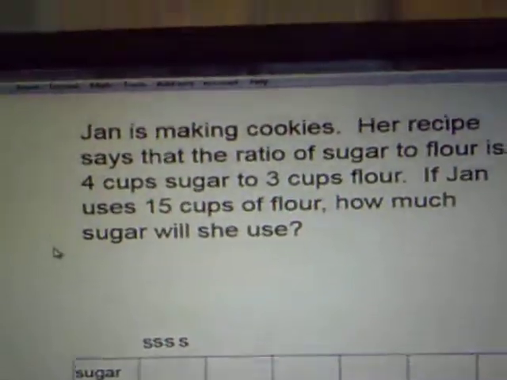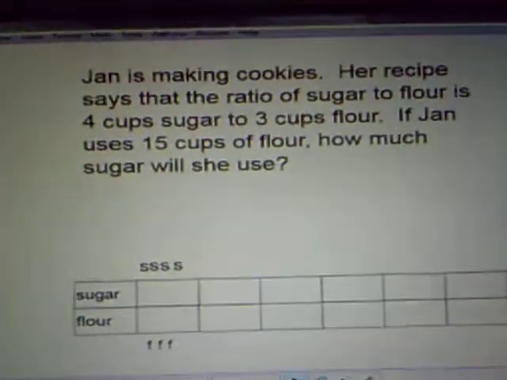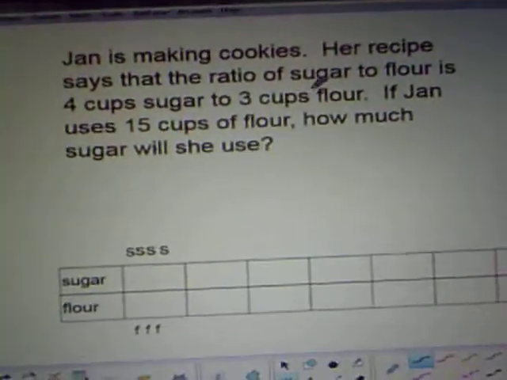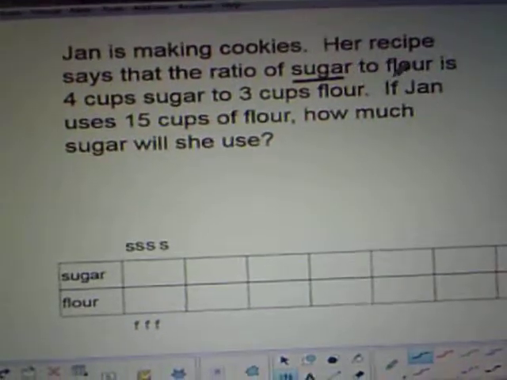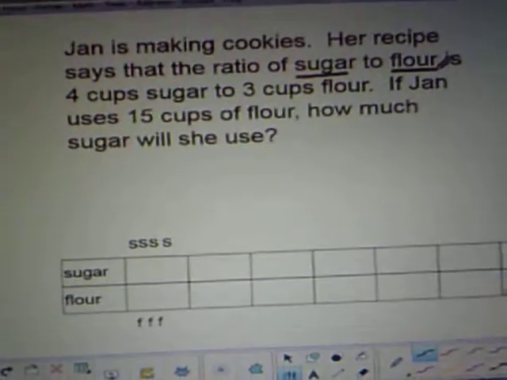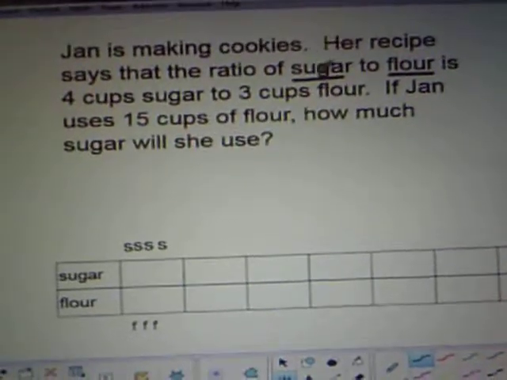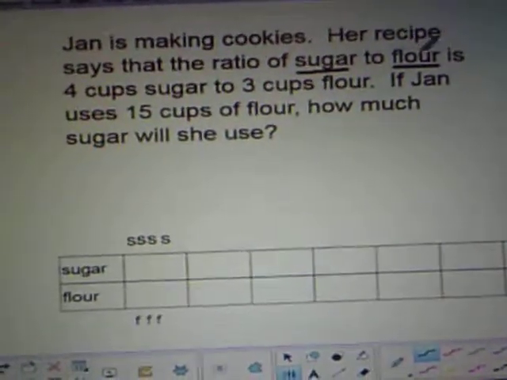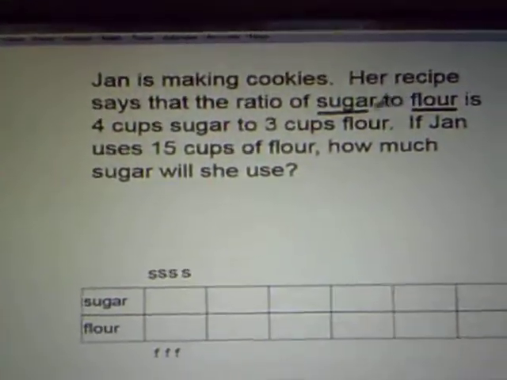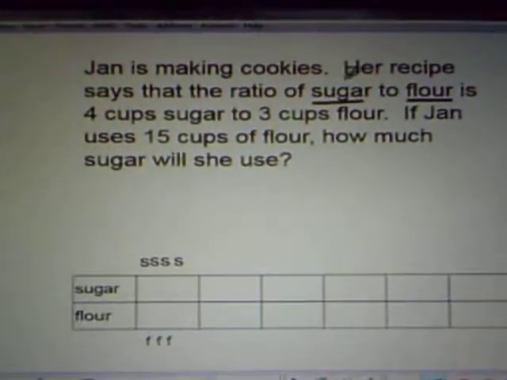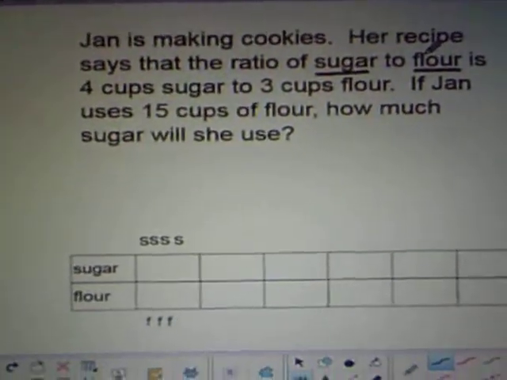Okay, so we have to look at the important information given to us in the problem. First thing we notice is that the problem talks about a ratio of sugar to flour. Since order is important in ratios, it's important that they listed sugar first, then flour. That means when we write the ratio out in numbers, we're going to have to use the number for sugar first, then the number of flour in order to solve our problem.